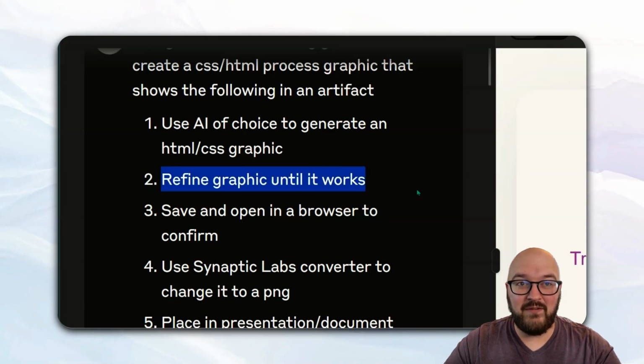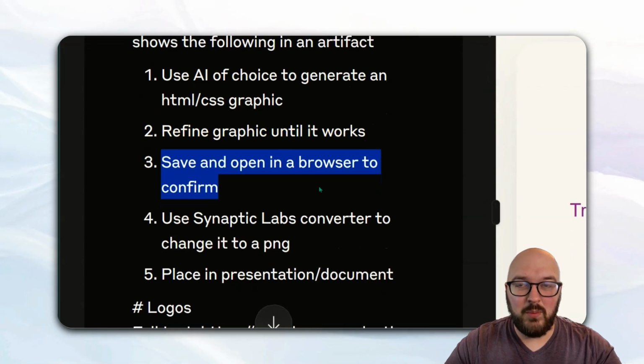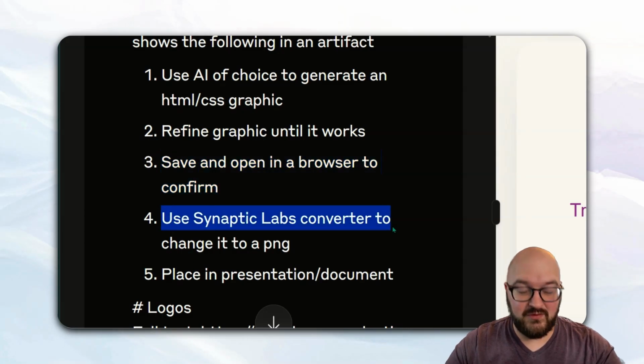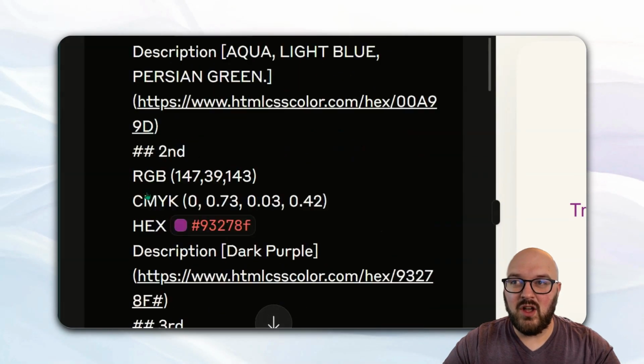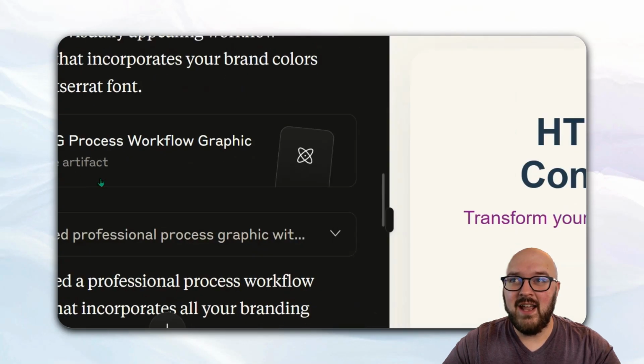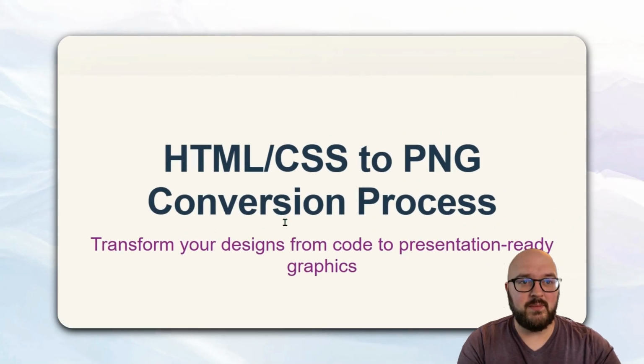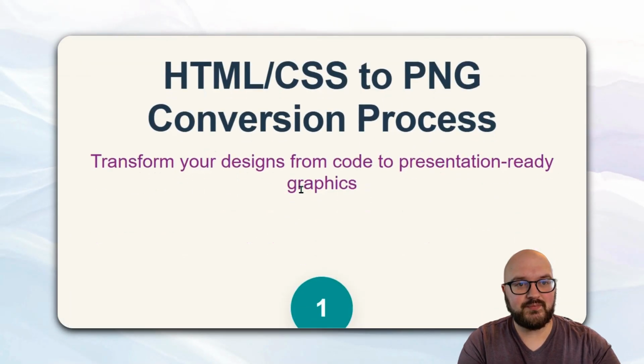Second, refine the graphic until it works, so making sure that you like it. We'll see that in a second. Third, save and open in a browser. Fourth, use our converter, which I'll show you, and then put it in your presentation. And then I gave it all of our branding information, so it had that. And the first thing it put together was something that looked like this.